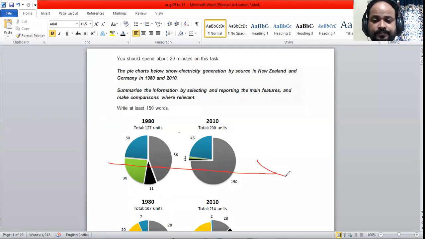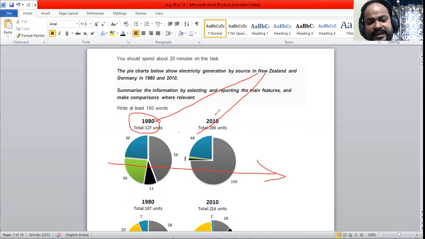This is dealing with New Zealand. In 1980, New Zealand consumed 127 units of energy. So that is the total energy consumed in New Zealand in 1980, that is 127 units. And when it came to 2010, it rose to 200 units.